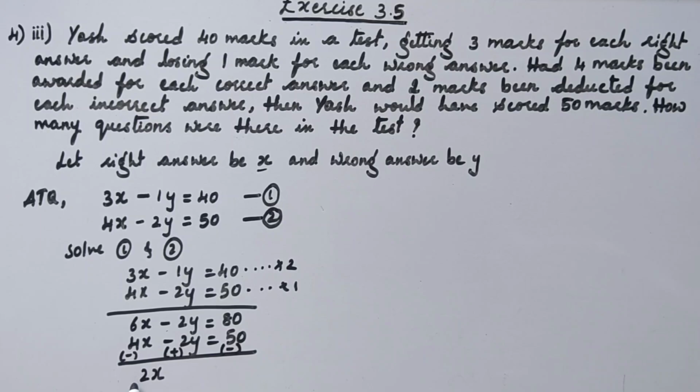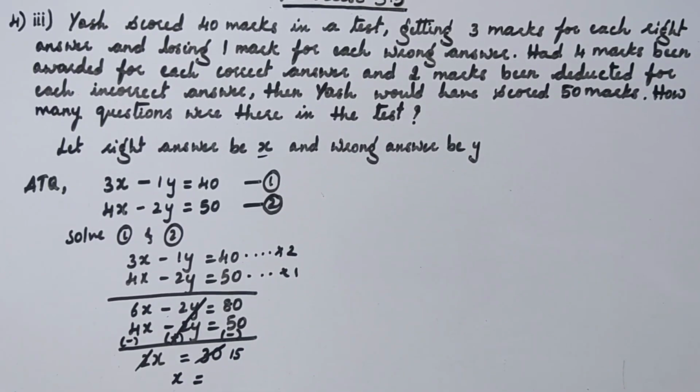The greater number's sign is plus. We usually don't write plus x here. Now minus 2y plus 2y gets eliminated, equal to, now you can see plus 80 minus 50, both have different signs. Let us subtract. I got 30. Now x equal to, 2 ones are 2, 15 twos are 30, therefore x equal to 15. That is, the correct answer is 15 here.